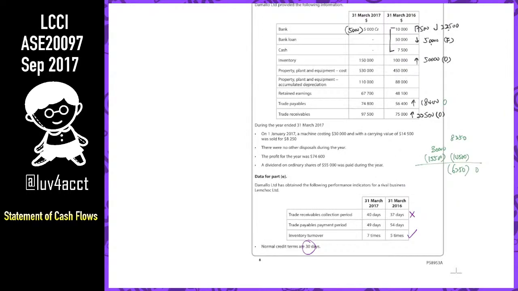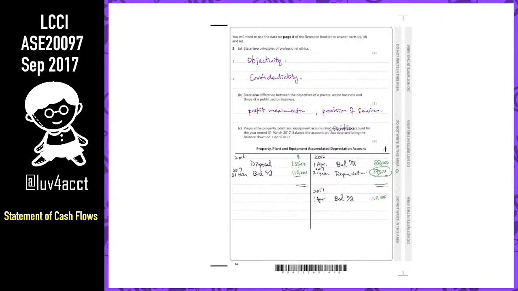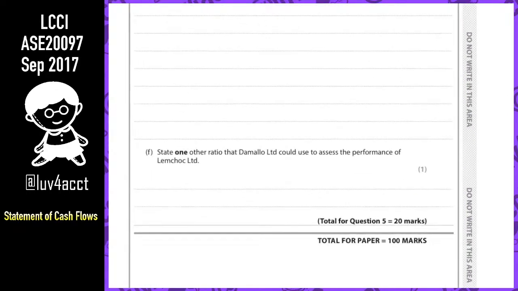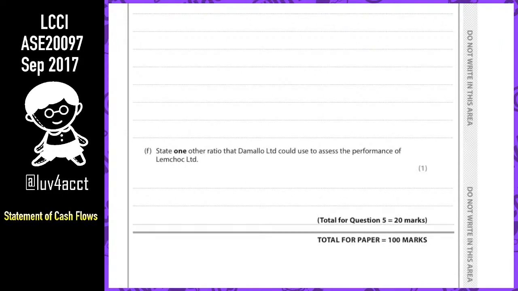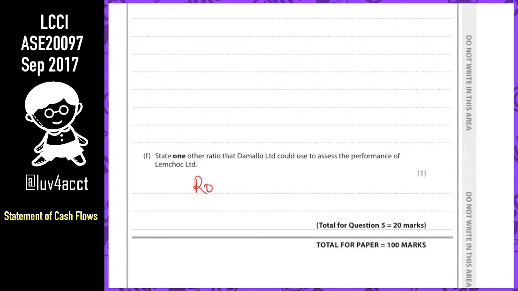Okay, so next one, you are asked to state one other ratio that assesses the performance of the company. Okay, simply I may cite ROCE, return on capital employed. This is an overall very important ratio to look at the profitability for investors. Okay, overall ability to make profit for the investment.